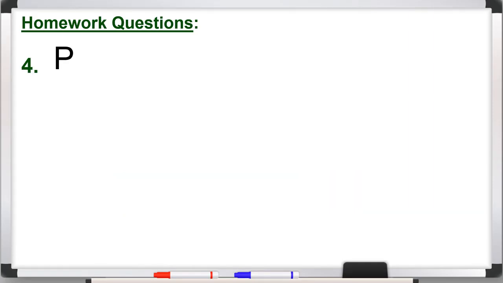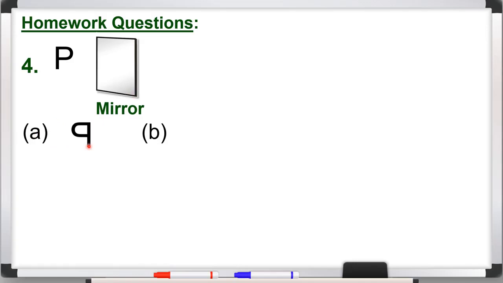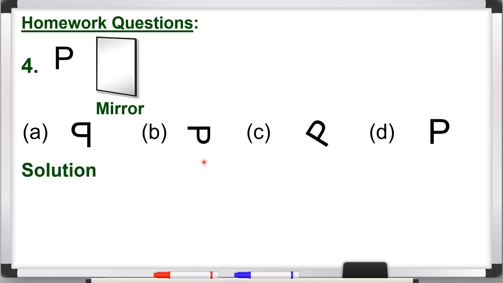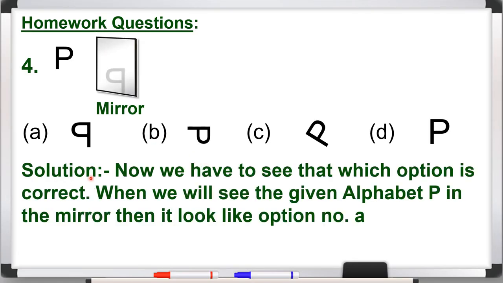Now beta, in question number 4 it is given alphabet P and here is the mirror. Options are A like this, B like this, C like this and D like this. Now we will do its solution. We have to see which option is correct. When we see the given alphabet P in the mirror, it will look like option number A.